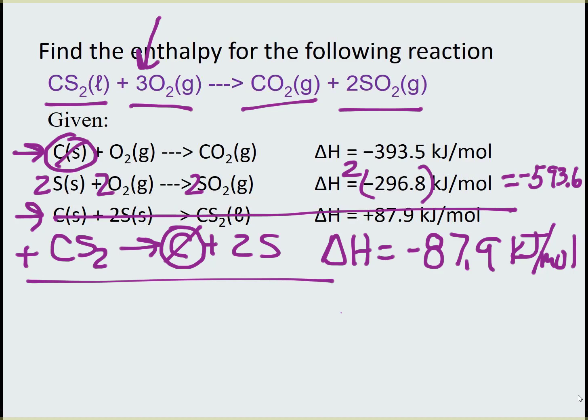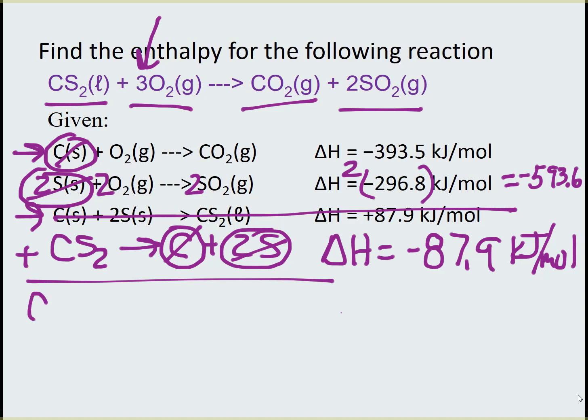So I do not have 2S in my target equation, and on the other side, I do have a 2S right here. So that will cross out. This is an intermediate that we're just going to cross out, and so it's not in the overall equation. And then I also have oxygen and SO2, but those are both in my target equation. So I think I've eliminated everything that I can. So let's go ahead and bring everything down now.